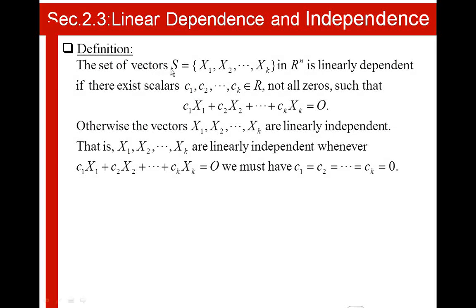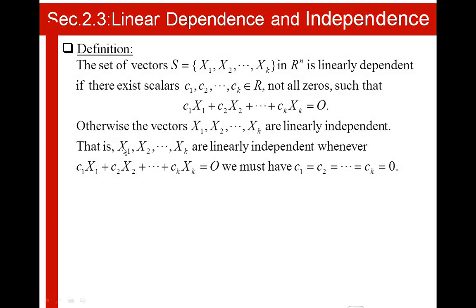The set of vectors S, which contains x1, x2 to xk in Rn, is linearly dependent if there exist scalars c1, c2 to ck that belong to R, the set of real numbers, not all zeros, such that c1 times x1 plus c2 times x2 plus ck times xk is equal to 0. Otherwise, x1, x2 to xk are linearly independent.